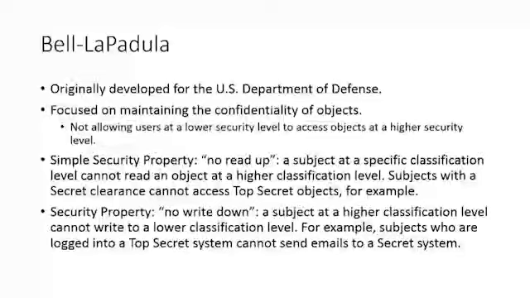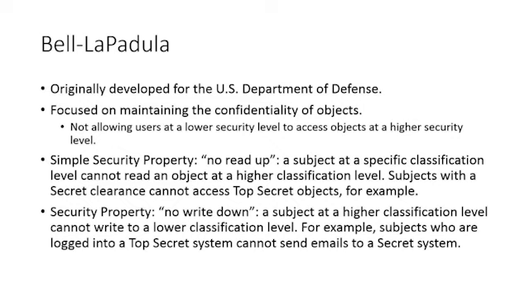All right? Now, they have a couple properties that you've probably heard of before, and if you haven't, these are the ones you need to pay attention to. They've got a simple security property, no read up. So if you're at this level, you cannot read up to the next level. That maintains that confidentiality. So a subject at a specific classification level cannot read an object at a higher classification level. So like I said, with a secret clearance, you can't read up to top secret objects.